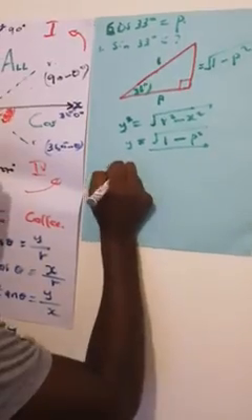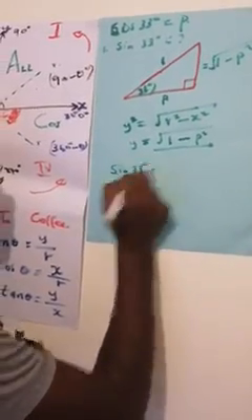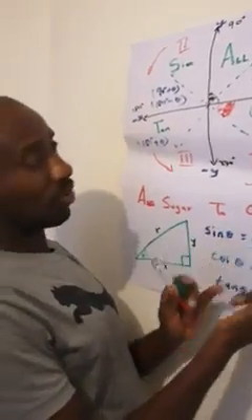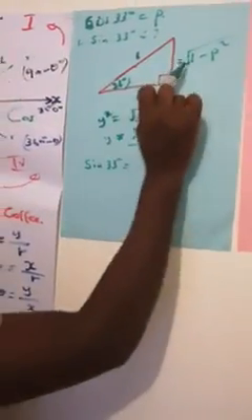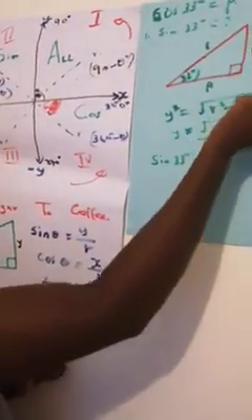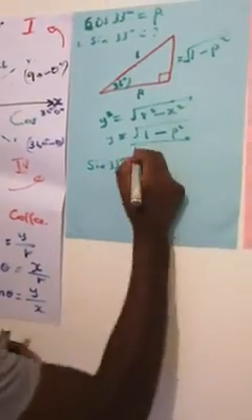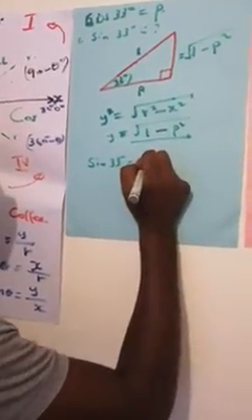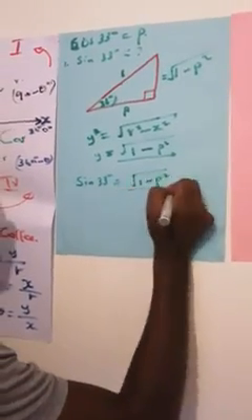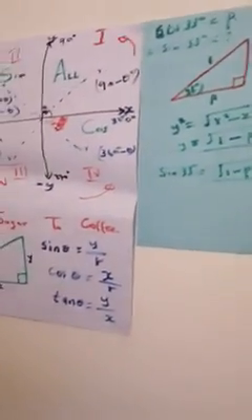And then you want to calculate sine 33. Sine 33 degrees is equal to, what is sine? y over r. Sine 33 is the opposite side over the hypotenuse. So it means the answer will be root of 1 minus p squared. That's the answer for sine 33.